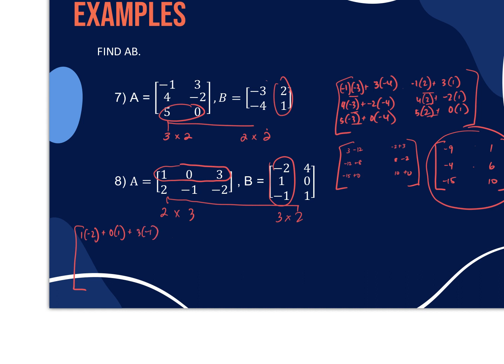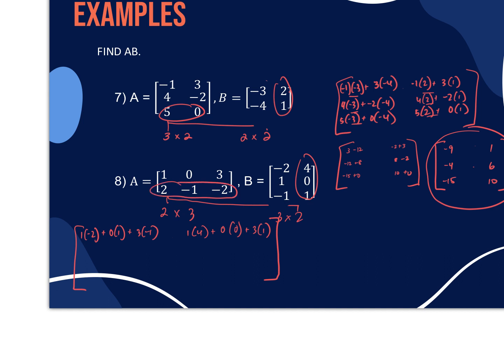Okay, and then I'll go to the next column, and I'll do 1 times, I'll go to this column now, so 1 times 4 plus 0 times 0 plus 3 times 1. Now, again, guys, you don't have to do all this. You could do this in your head. I'm writing it out because, of course, I'm trying to show you how to do it. But obviously, if I was doing this on a test or for myself, I would just do the math. I wouldn't be writing all this.